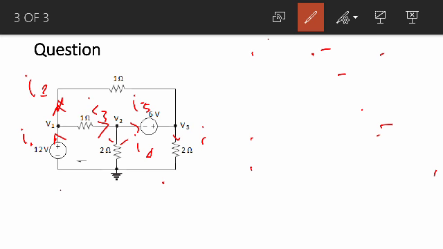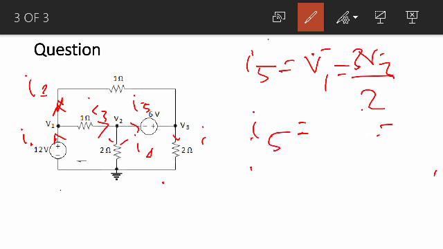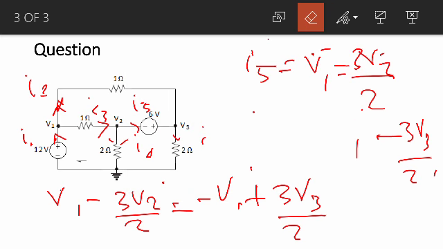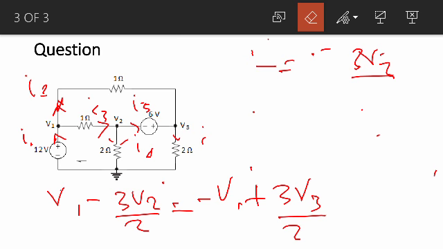Since I5 is equal to V1 minus 3V2 over 2, and the same I5 is equal to minus V1 plus 3V3 over 2, it means that V1 minus 3V2 over 2 is equal to minus V1 plus 3V3 over 2. Okay, that's a very good one. Then making V1 the subject of the formula. Let's clean this up for space.